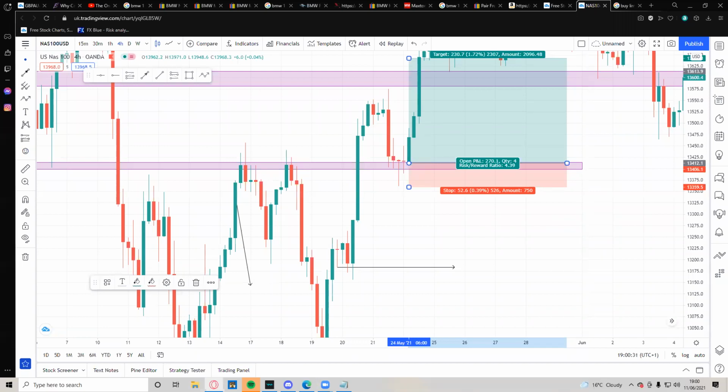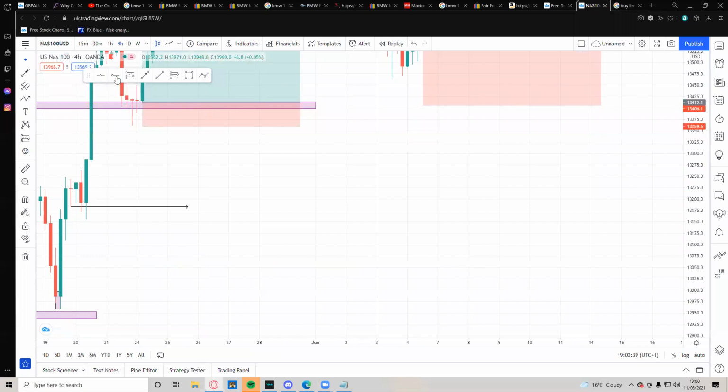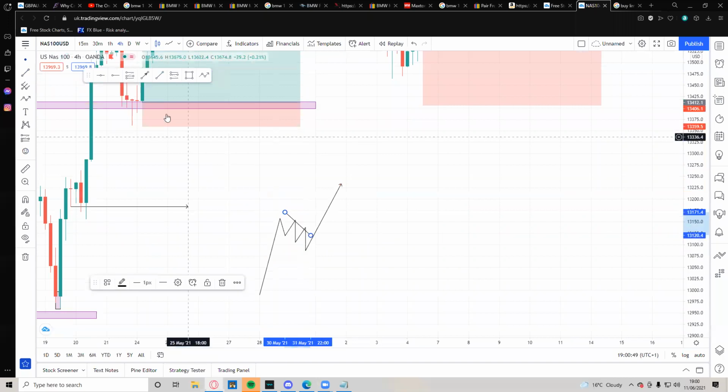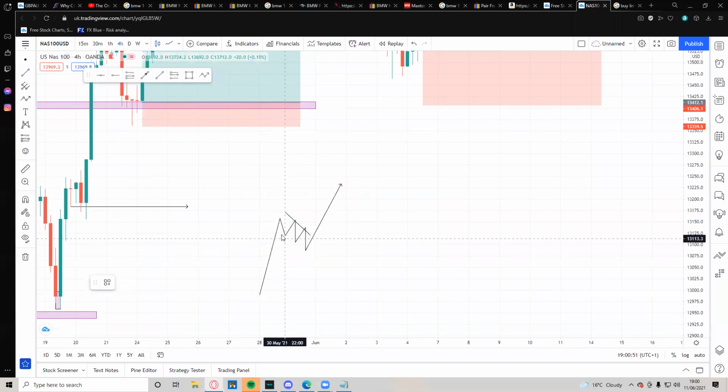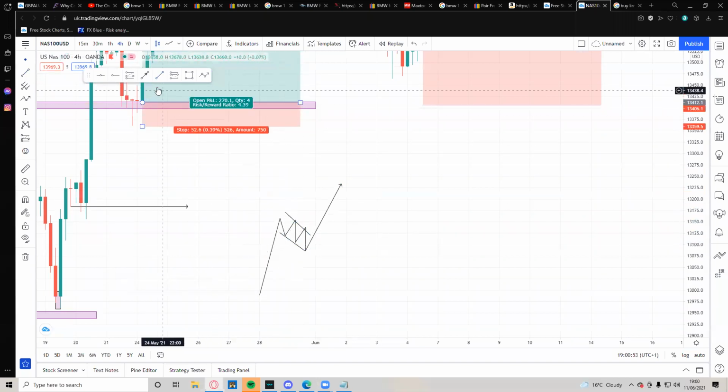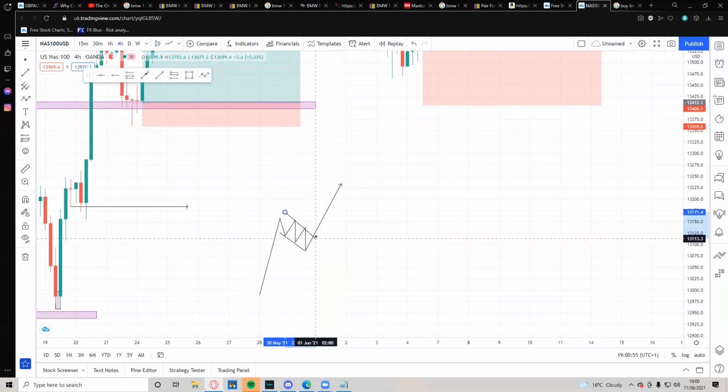So you've got to identify your structure and then put it just below or above your level of support or resistance. And if you don't have a level of support and resistance and you have, let's say, a bullish flag, I'll just draw a bullish flag. So we have our bullish flag here nicely. Obviously, you would enter on the break, and then you would put your stop loss just below this line here.